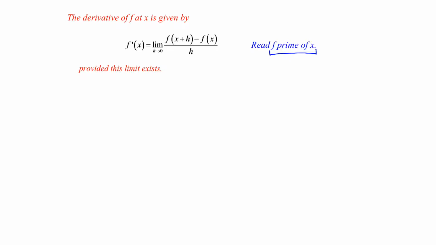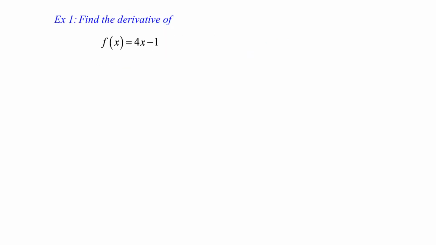Now this is just the generic formula, so we will look at very specific functions and be able to find the derivative, but once again, remember, the derivative is going to be the limit as h approaches 0 for that particular function. So let's go ahead and take a look at a couple examples. The first one is find the derivative of the function f of x equals 4x minus 1.